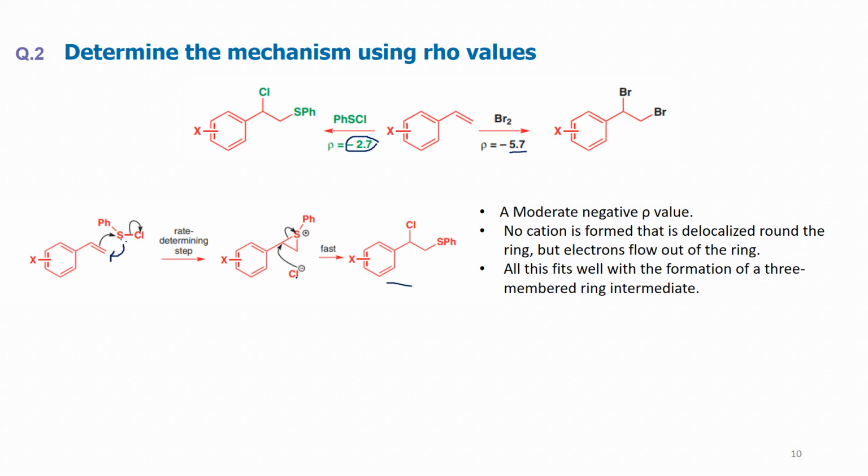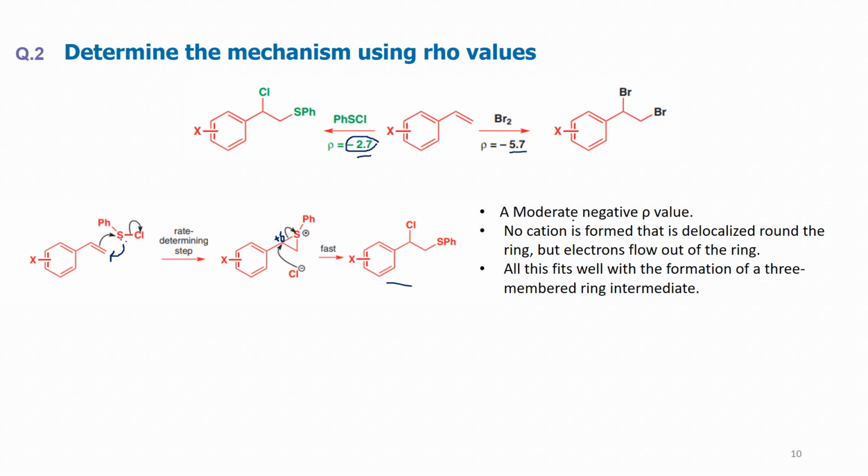Now in this case there is a partial positive character at this center. There is a partial positive character, therefore the nucleophile is attacking this position, right? There is a partial positive nature on this carbon. Due to this, the rho value is negative, but as there is no formation of a carbocation intermediate, like fully positively charged, therefore the rho value is quite moderate or less than that of the other.